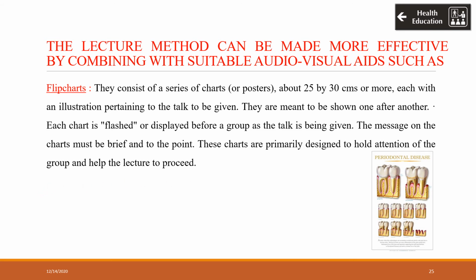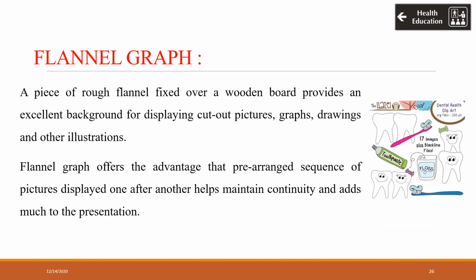This is one of the charts showing the roots and crown portion. Once it gets removed, the bones will be visible, like that. There should be some flip chart to educate. The flannel graph: a piece of rough flannel fixed over a wooden board provides an excellent background for displaying cutout pictures, graphs, drawings, and other illustrations. The flannel graph offers the advantage that a pre-arranged sequence of pictures displayed one after another helps maintain continuity and adds much to the presentation.